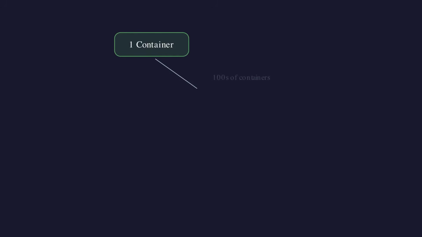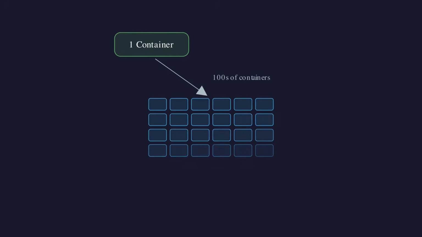Deploying one container is easy. But what happens when you need to deploy hundreds of containers across dozens of servers, keep them running, replace them when they crash, scale them up during traffic spikes, and roll out updates without any downtime? That's an entirely different problem. And that's exactly the problem Kubernetes solves. In the next 10 minutes, I'll show you how Kubernetes works, from the ground up.